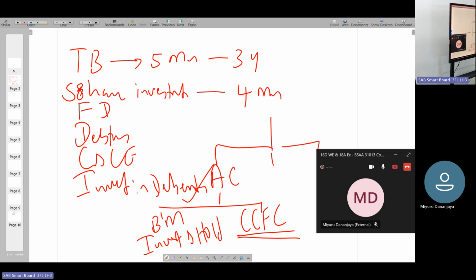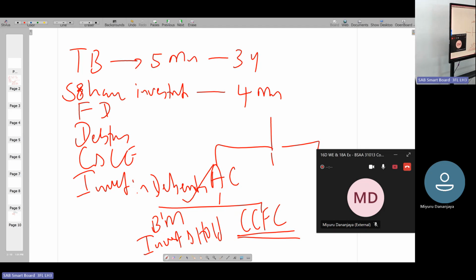Fair value through P&L. What does fair value through P&L mean? Financial assets which cannot be categorized under amortized cost or fair value through OCI should be classified under fair value through P&L. Then you have a balancing figure. If it cannot be put in the other two, it must be put in fair value through P&L. Right?